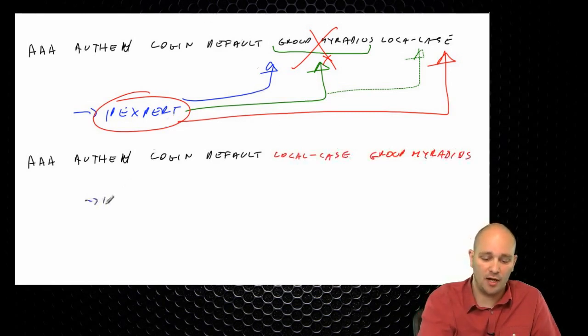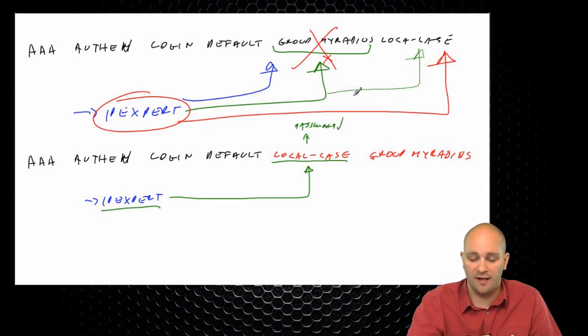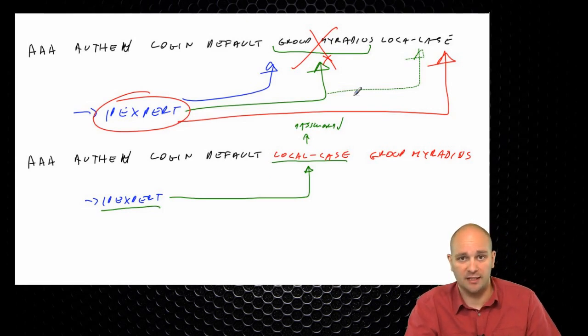Let's say that the user IP expert, which is defined locally, comes in for authentication. We are first going to go here and authenticate against local case. If the user IP expert is authenticated, the password will be verified. If it's correct, the user is authenticated. If it's incorrect, we are going to get login incorrect.